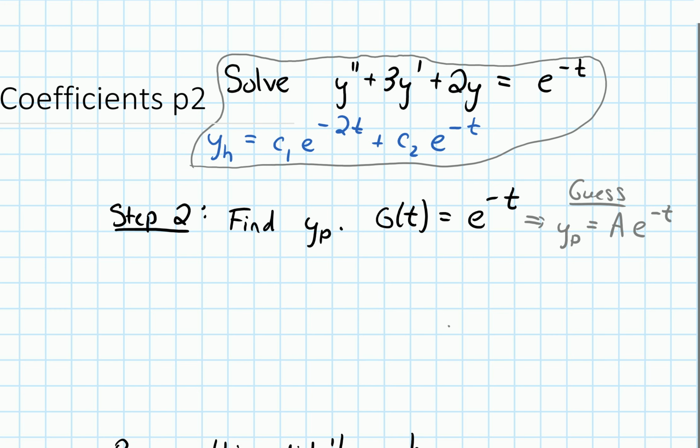Let's take some derivatives of this. The first derivative would be negative a e to the negative t, and the second derivative would be a e to the negative t. So we have those two derivatives.